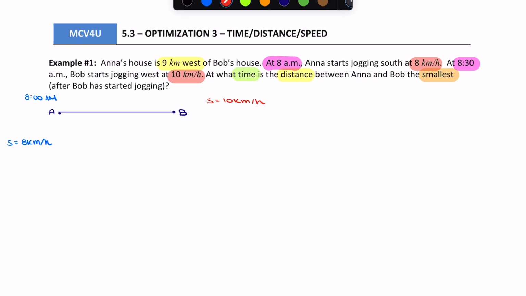Here, again, at what time is the distance between Anna and Bob the smallest after Bob has started jogging? Again, you see that Anna starts jogging south at 8 kilometers per hour, so we can draw the line down. Then Bob at 8:30 a.m. starts jogging west at 10 kilometers per hour, and we'll indicate that with this red line. And here we're looking for the shortest distance, and at what time.